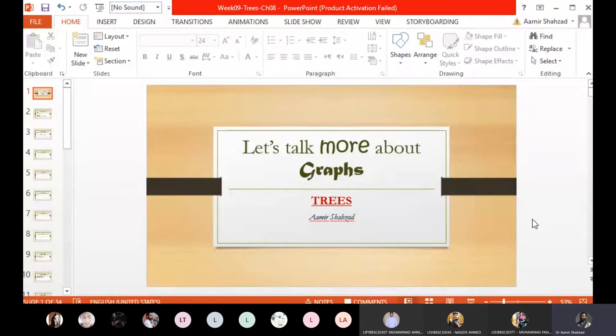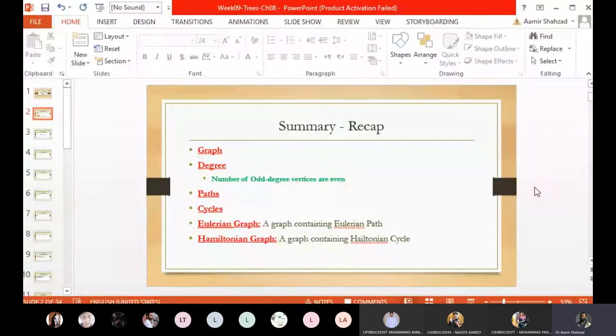Also in algorithms, we use trees. For example, our binary search algorithm, binary tree, sorting, and many other algorithms use trees. So let's see trees kya hai. Quickly recap the last few lectures, chapter 7 jo humne kiya tha. So graph, we already know graph kya hai.